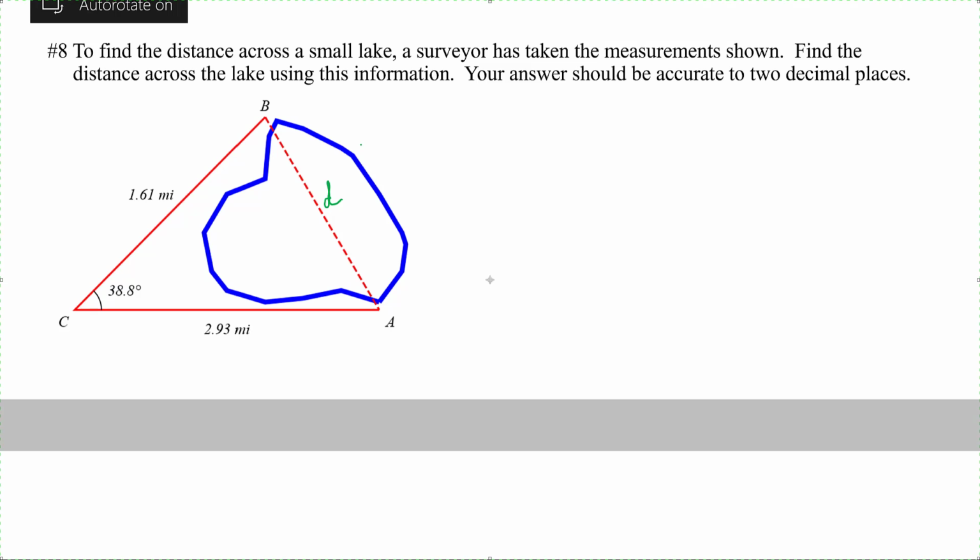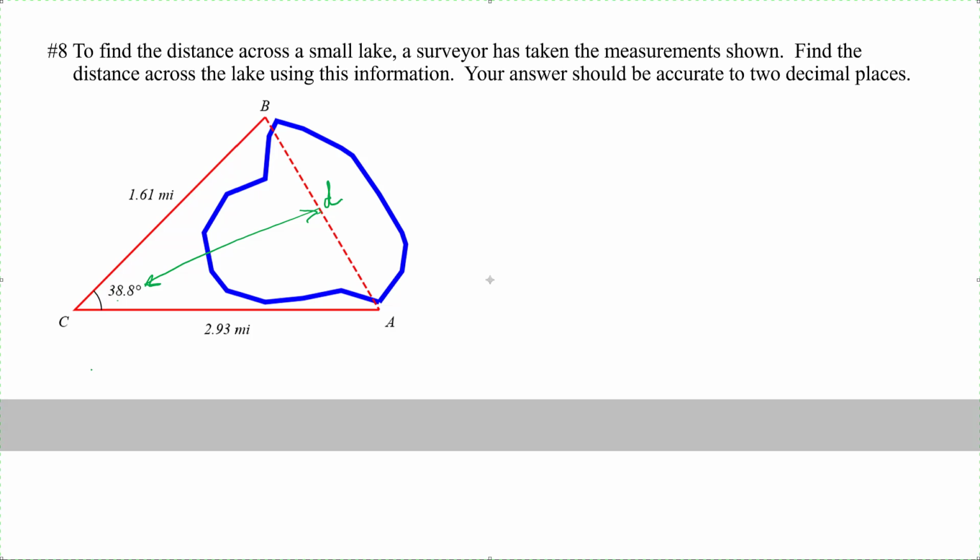Okay, let's do it. So to find D here, notice that the side length D is opposite this angle of measure 38.8 degrees. So we're going to solve this problem using D squared.